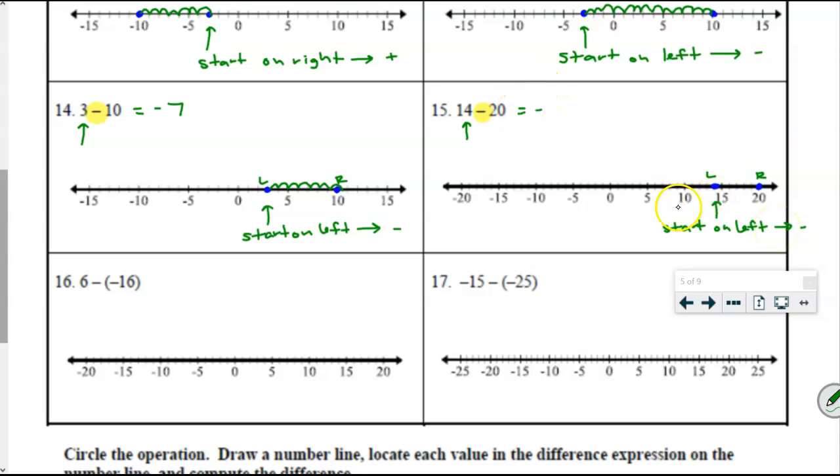Now let's count the bunny hops to find out just how negative it is. 1, 2, 3, 4, 5, 6. 14 minus 20 is equal to negative 6.